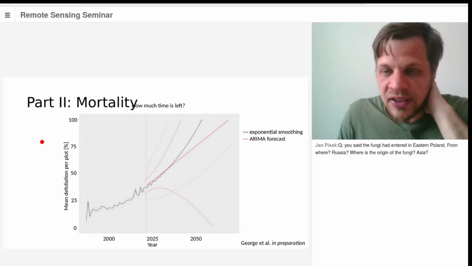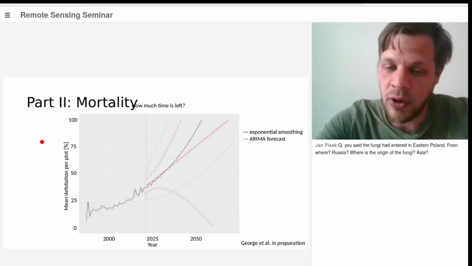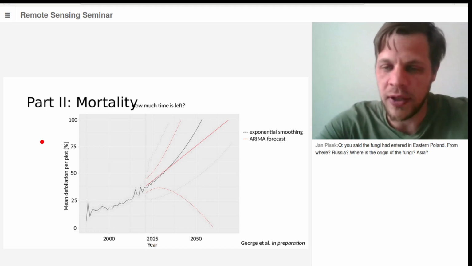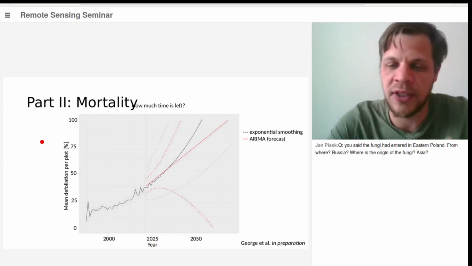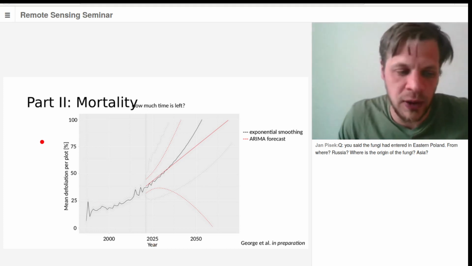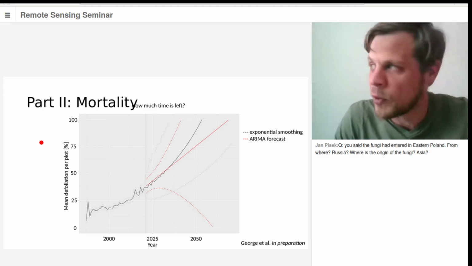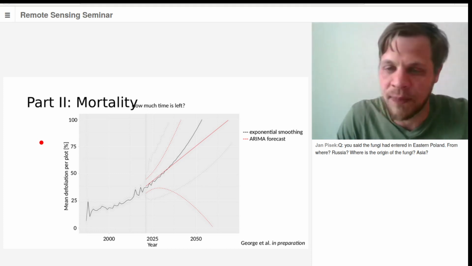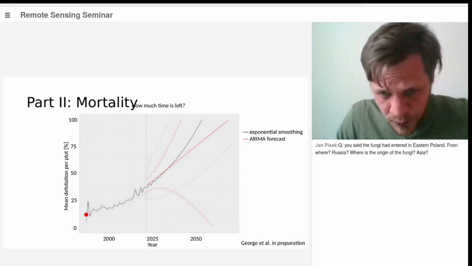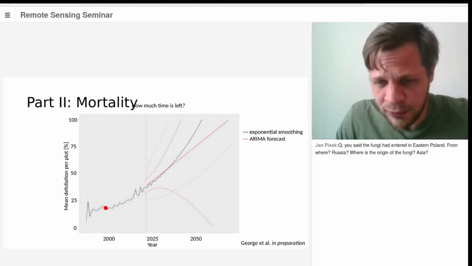And yeah, as I said, forecasting is quite an important thing, in particular at European scale, because conservationists and also policymakers want to know how much time is left. So how much time do we have for actions actually? And we just made a simple forecast.